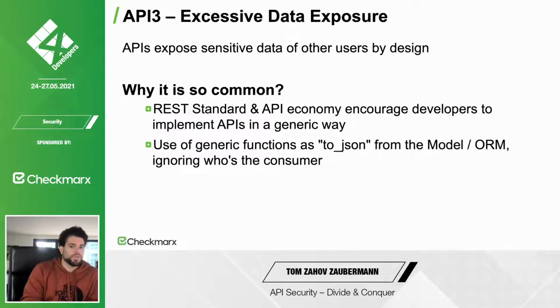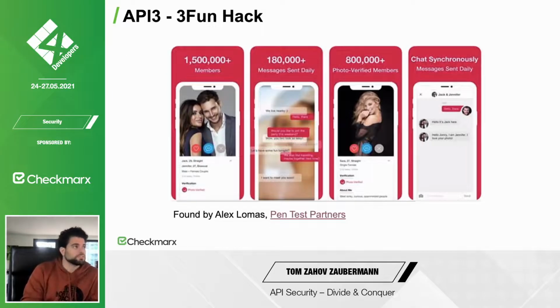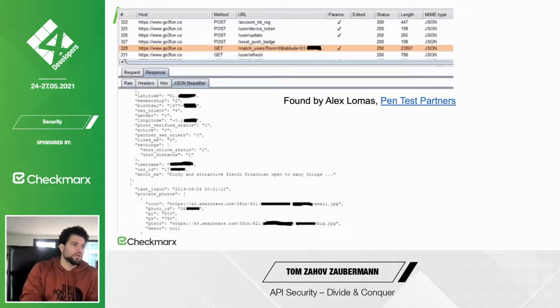For example, for API 3, I have a small example for you guys. It's called TreeFun Hack. TreeFun is an application that was found by Pentest Partners, by Alex Lomas. He just took a look at this application. I think it basically finds you a partner, kind of like Ashley Madison, a partner for a married couple or something like this.